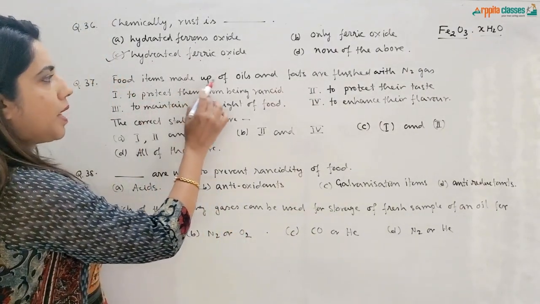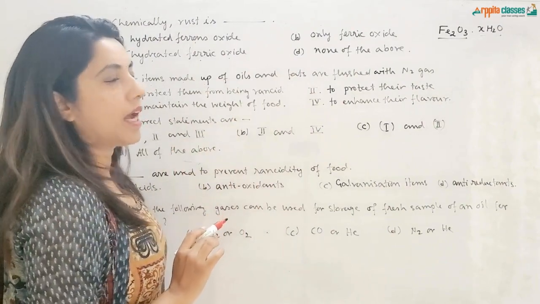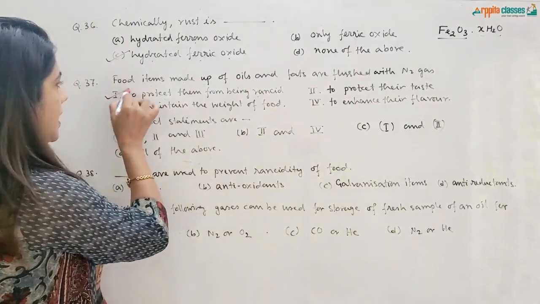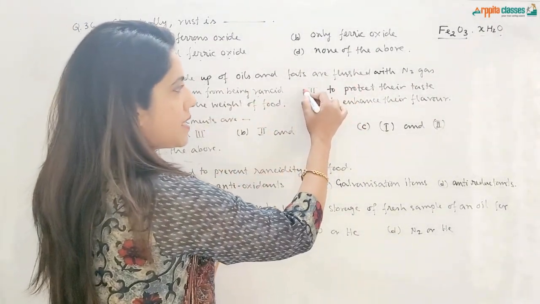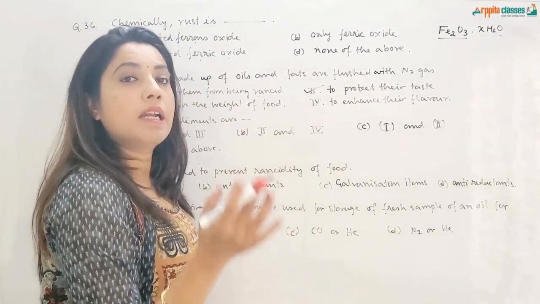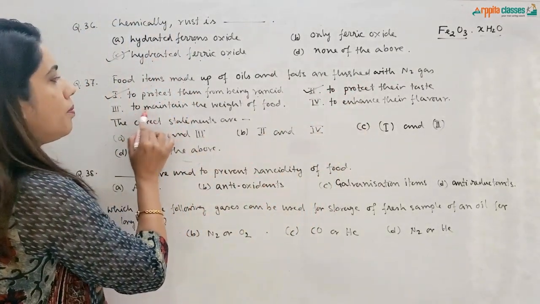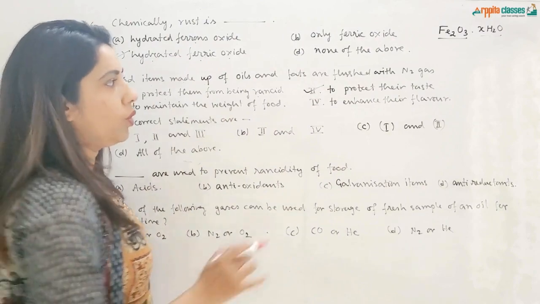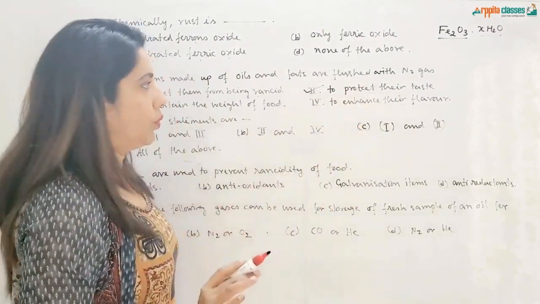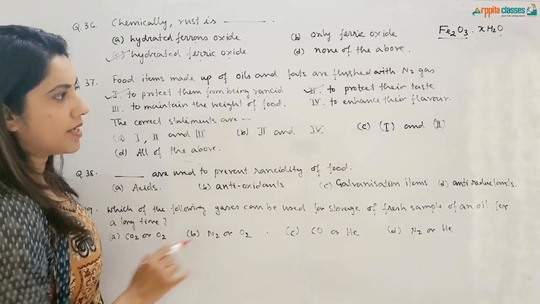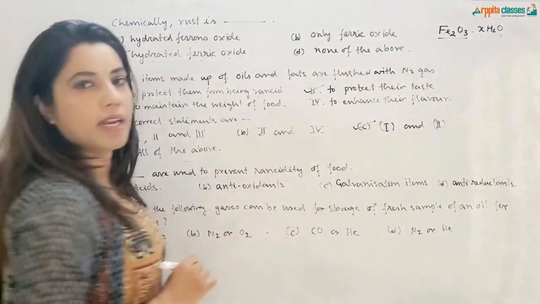Food items made up of oils and fats are flushed with nitrogen gas to protect them from being rancid. It is correct. To protect their taste, because if rancidity happens, the taste is spoiled. So to protect their taste is correct. To maintain the weight of the food, no. To enhance their flavor, no. So the right statements are 1 and 2. Let us see where is the option. Option C is 1 and 2.